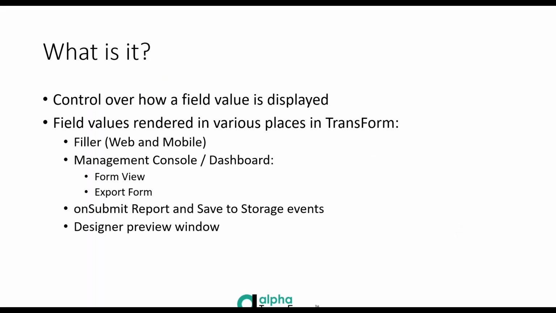So what is it? Like I said, you have control over now how your fields are displayed. Your fields get rendered in various places. So you have your filler, either the web or the mobile one, but also in Management Console, when you're looking at the forms, there's a form view, there's on submit events that can generate PDFs and things that render your forms. And in the designer, there's the preview window. So all of these places basically take the JSON that represents your form and turn it into something visual.